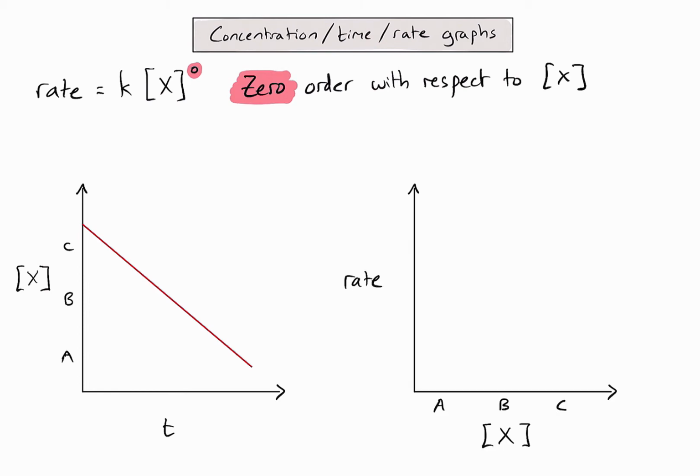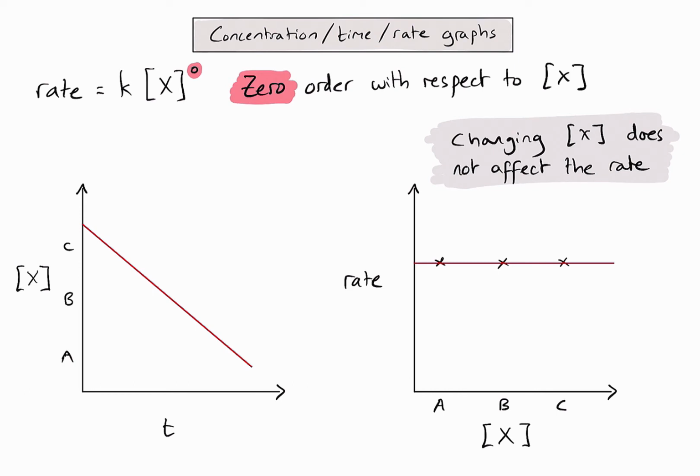So if I was to calculate the rate by calculating the gradient at points A, B and C on the red line on my left-hand graph, as we've discussed, the rate is identical at all 3 places, meaning that the line on my right-hand graph is actually just going to be a flat, straight line, something like this. And this shows that it doesn't matter what I do to the concentration of X, the rate is always staying the same because the order of reaction is 0 with respect to X.